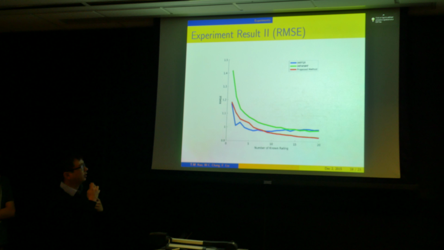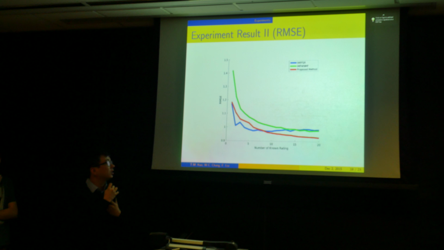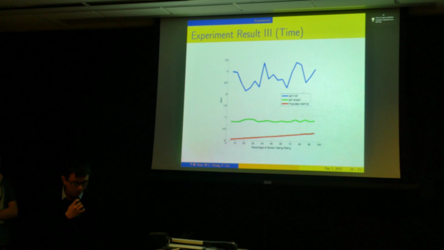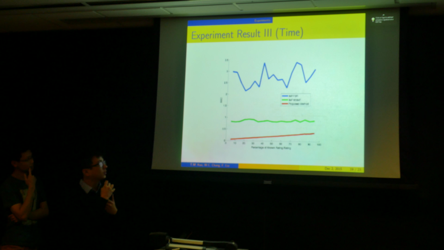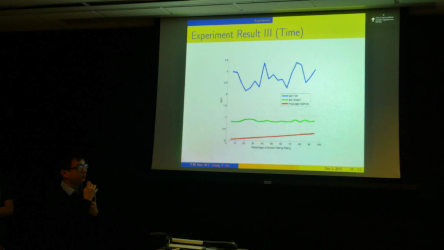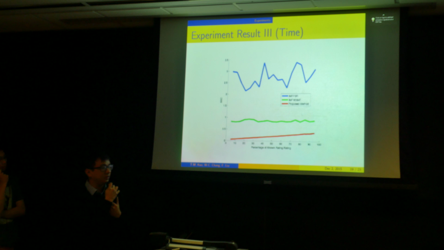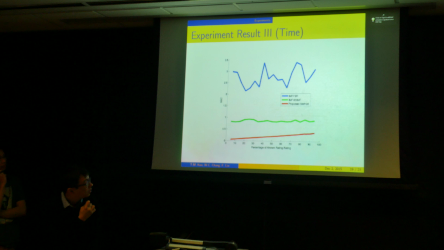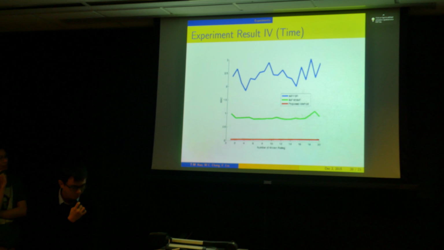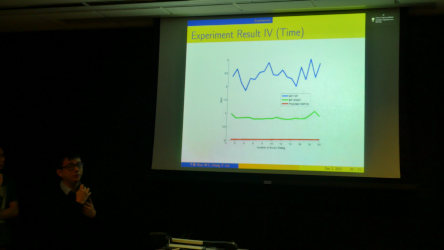Better, but in the extreme case where there are only 7 ratings for each user, we can't see a lot of difference. And this is the prediction time. So our method performs far better than the method the others proposed. And this is for the number of known ratings.